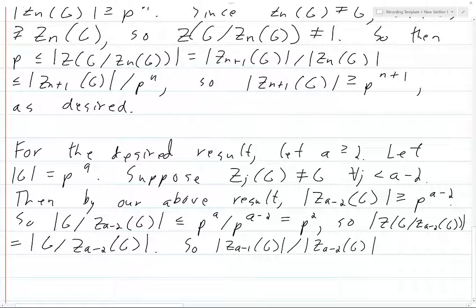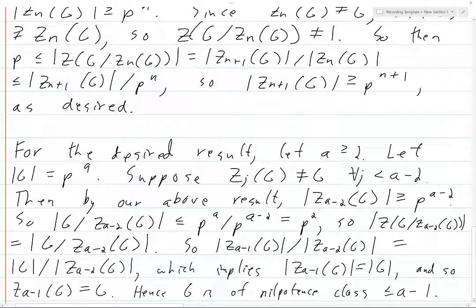Hence G is of nilpotence class less than or equal to a minus 1. Okay, now I did mention earlier that I used a minus 1, and I was going to make some note about that. What I was going to say there was that I had an incorrect proof before.